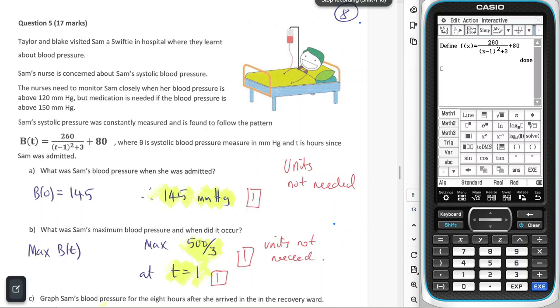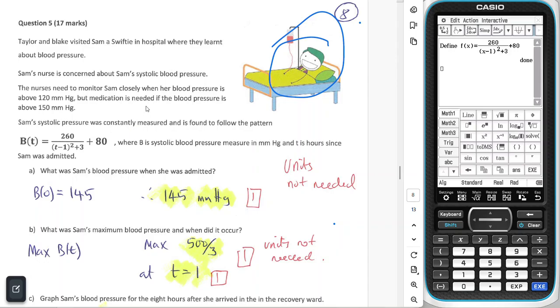Okay, question number 5 is all about blood pressure, exploring some values and then doing some transformations. So we have a Swiftie in hospital. Here is our Swiftie in the hospital bed, and we're interested in their blood pressure. It needs to be between 120 and 150. And here is a rule for the blood pressure. So straight away, I've defined that, and I've defined it as f of x.